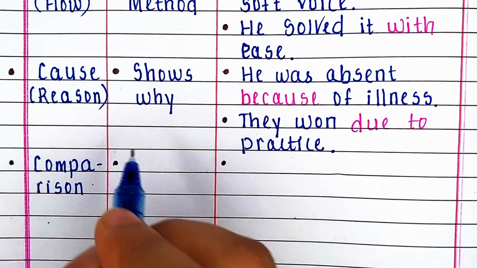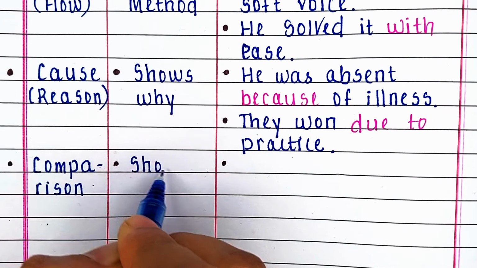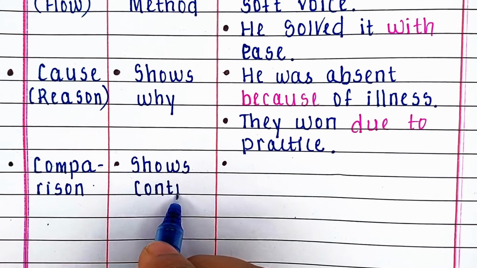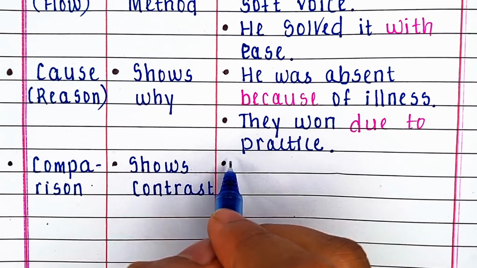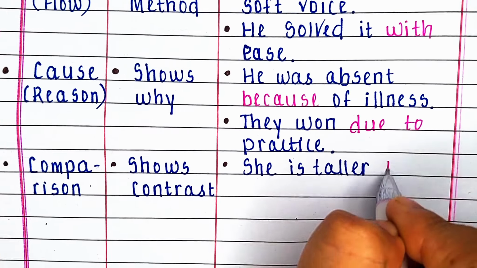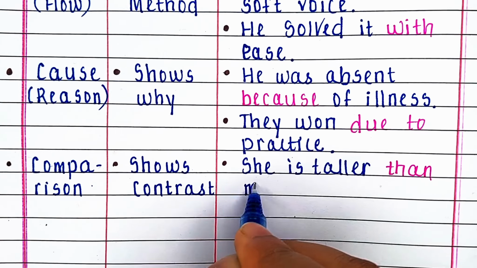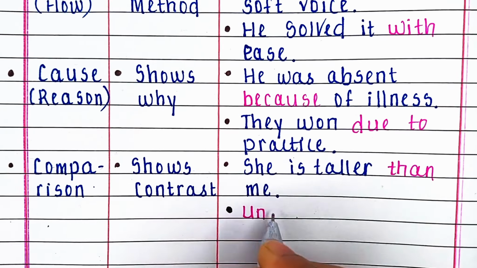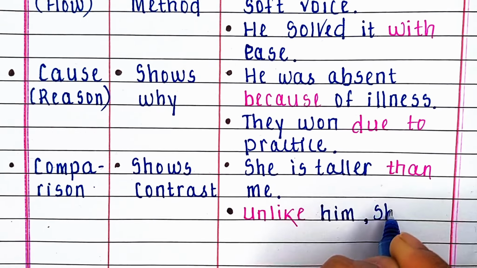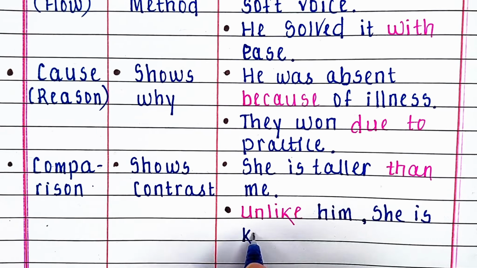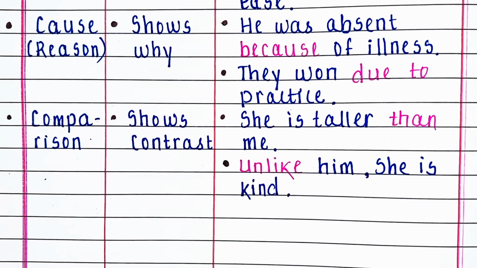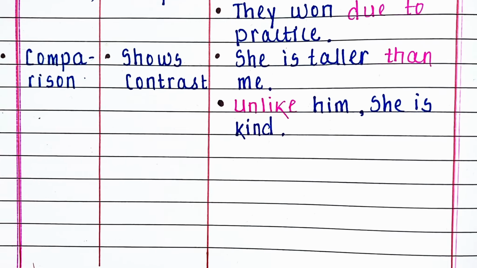Next type of preposition is comparison. It is used where contrast is to be shown. For example, she is taller than me. Here, than is the preposition, and in this particular sentence, two individuals are being compared. So, therefore, we need to use preposition of comparison. Next sentence, unlike him, she is kind. Here, unlike is the preposition. Here also, two individuals are being compared on the basis of their kindness.